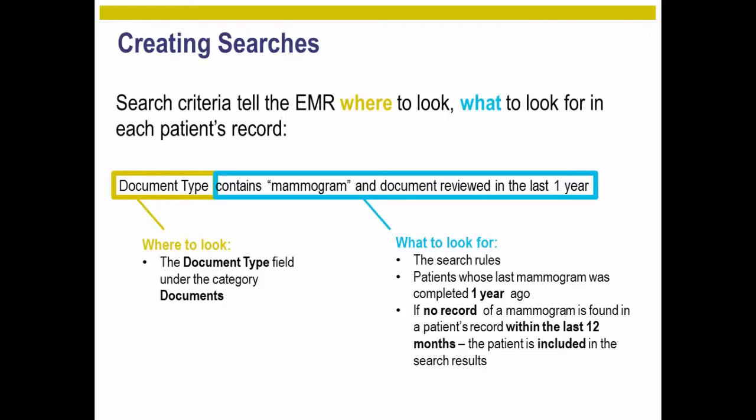If you recall from the last training module on data discipline, if you have entered a mammogram record under a different name or in a different category, this line of criteria will not find the patient's record. That patient would then be included in your search results, even though she may not be due for screening.